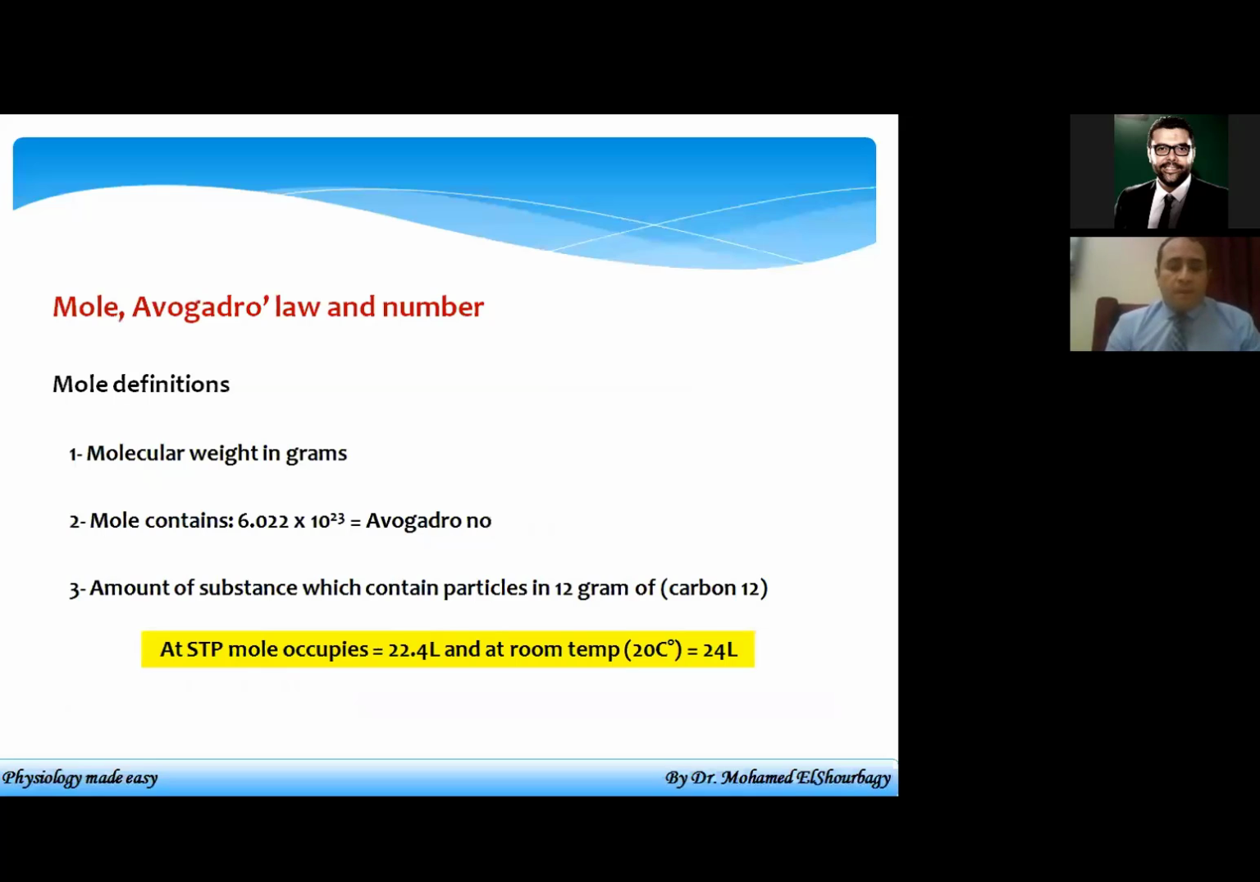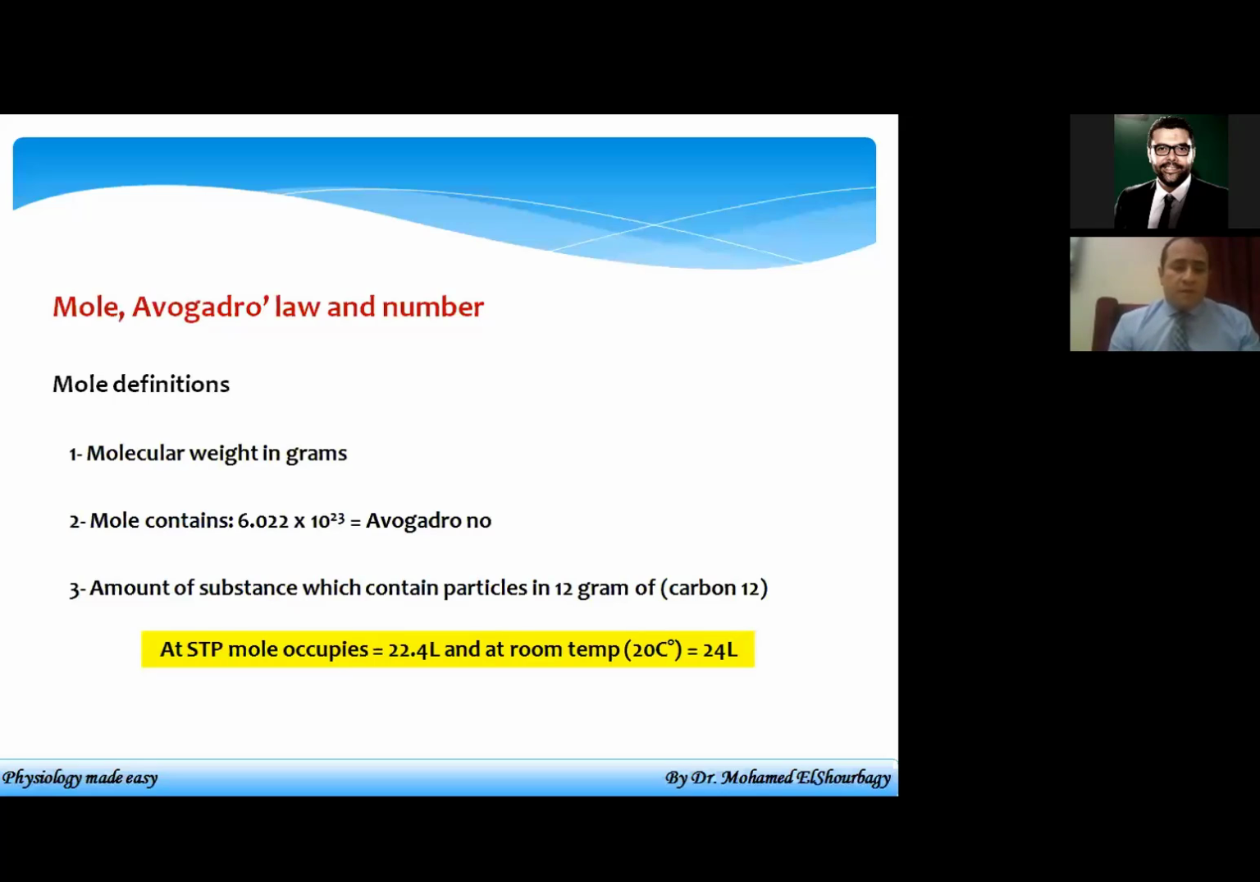Mole definition: it is the molecular weight in grams, as a mass. A mole contains the Avogadro number, which equals 6.022 multiplied by 10 power 23. Or it is the amount of substance which contains as many particles as there are in 12 grams of carbon-12.